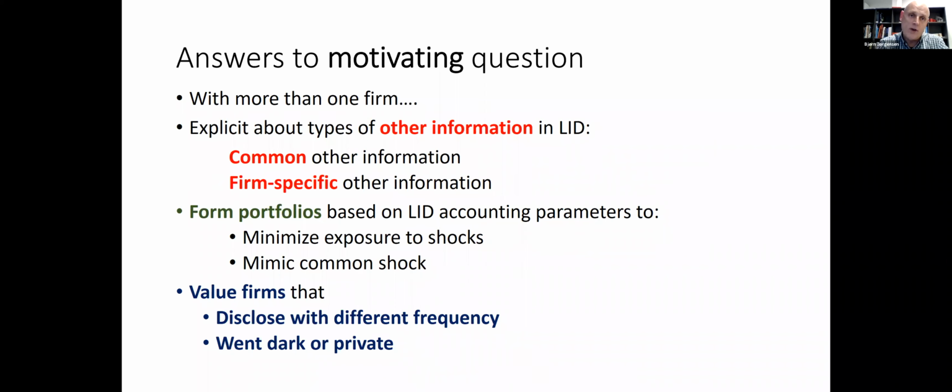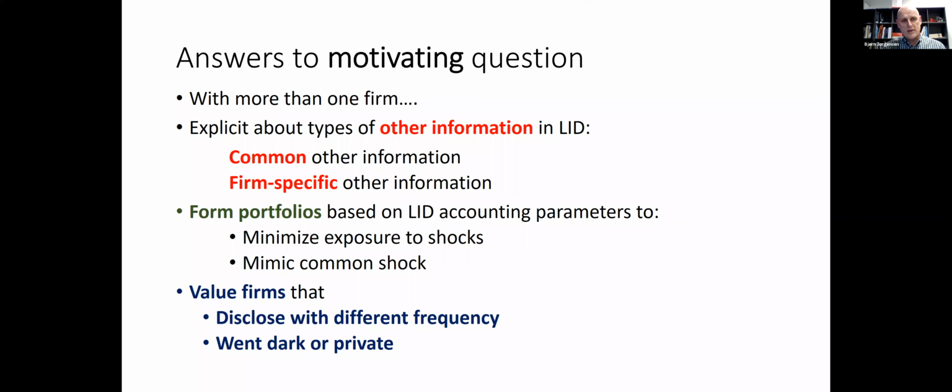First of all, when you have more than one firm, you have to deal with the issue that what Ohlson calls other information, about which he makes the assumption of linear information dynamics, LID. With 2 firms, you have to decide if that other information is either common to both firms or firm specific. And second, when you have 2 firms or more, you can start to form portfolios and investigate what the characteristics are of the stock returns predicted from the model. When you do that, you can decide to minimize the exposure to shocks, or to minimize the exposure to common shock. The first type of shock is the shock to the abnormal earnings, whereas the second type is the common shock from the other information innovations. We use the words shock and innovation interchangeably.